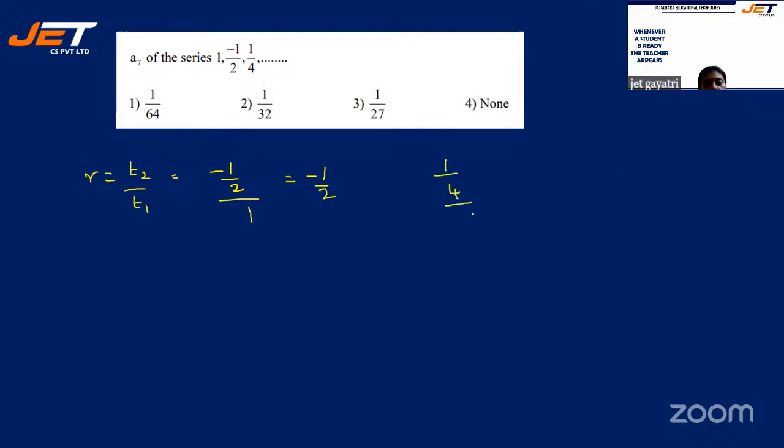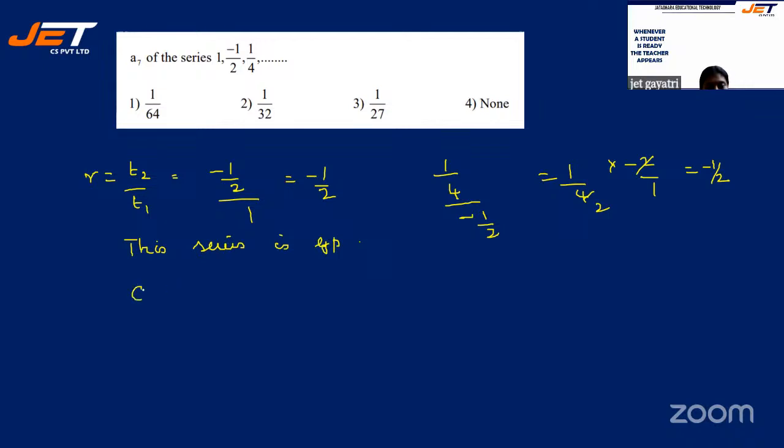T3 by T1. So 1 by 4 into minus 2 by 1. So 2 ones are 2, 2 twos are 4. So it is minus half. So this is a GP. This series is GP. Okay, that is geometric progression.